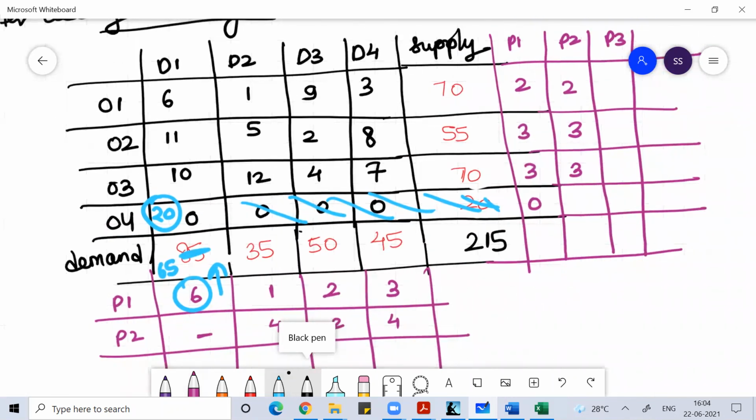So I can go with any column. Suppose I go with the second column, the smallest value is 1, so I'll put 35 here. If I put 35 here, 35 is done. It cannot be done for any other here. This will become 35. Any doubt, anyone?